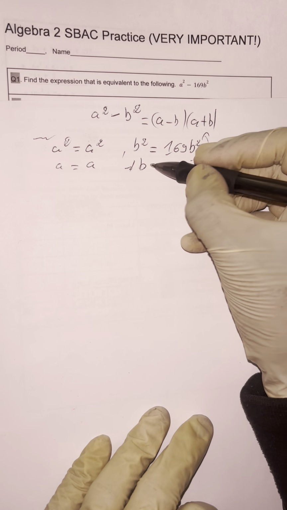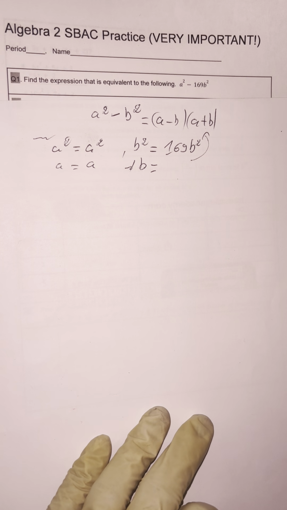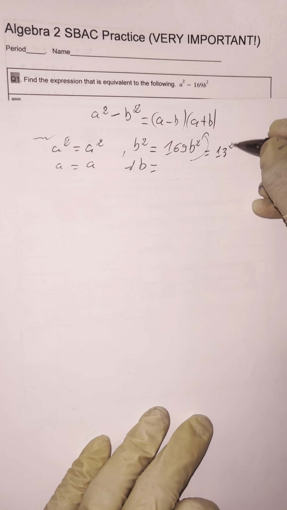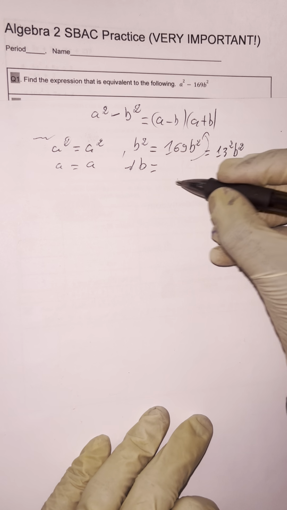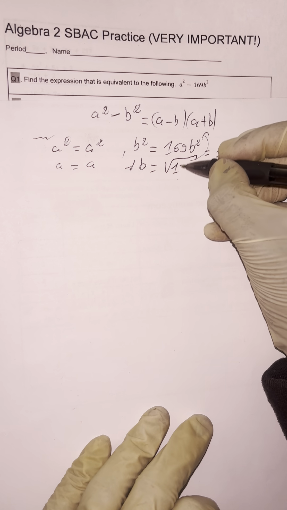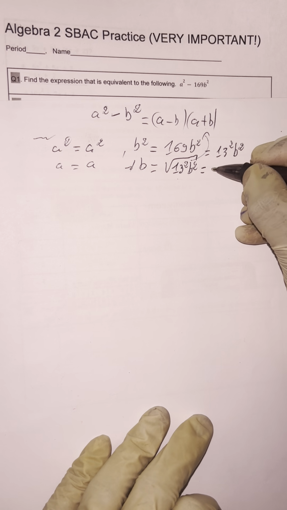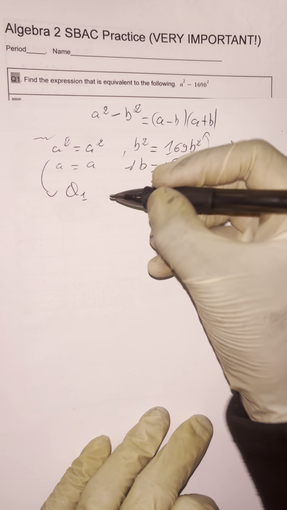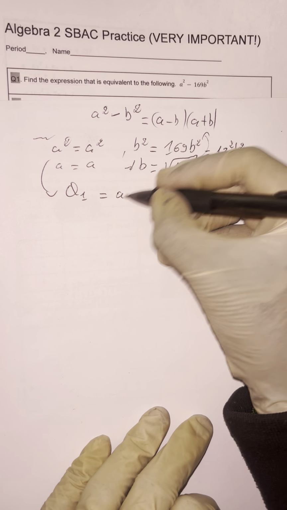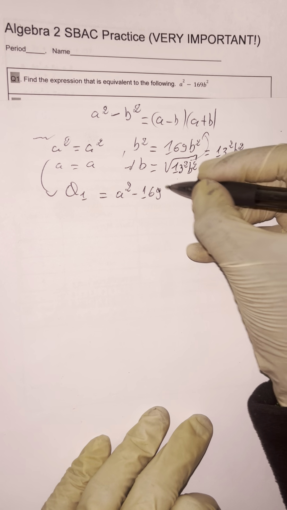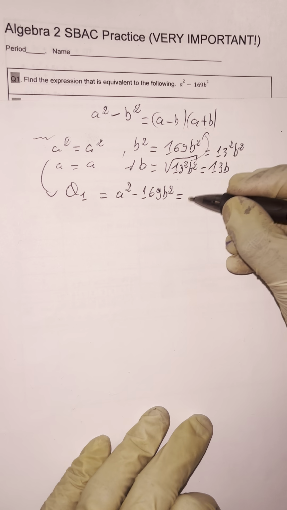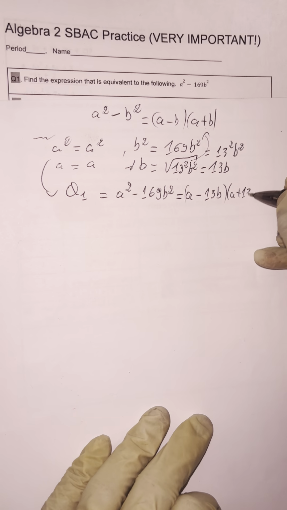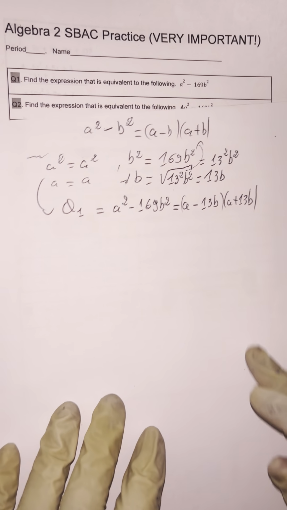Now what about our b? Well, 169 is a perfect square. I think it's 13 squared, so we could turn this into 13 squared b squared. So now all we need to do is take the square root of 13 squared b squared, and that's going to be simply 13b. So now we can answer our first question, Q1. The answer is a squared minus 169b squared is simply going to be a minus 13b times a plus 13b. That's it. All right, so let's move on to the second one.